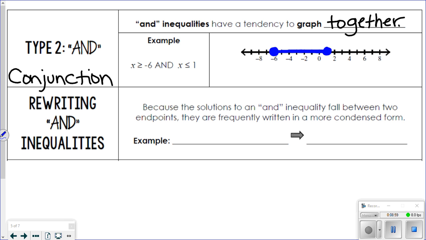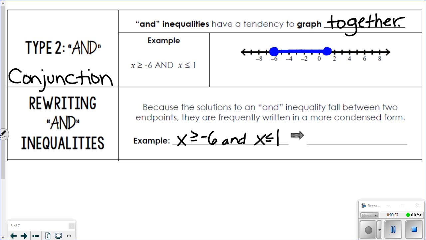But when we were looking in our book, we noticed that they drop the word and quite often, because we can write this as a big connected problem, a big compound inequality. So we're going to use the same example above. But we're going to write this as one condensed inequality, because x falls between these two numbers, between these two endpoints.